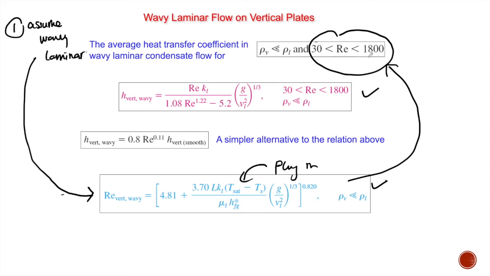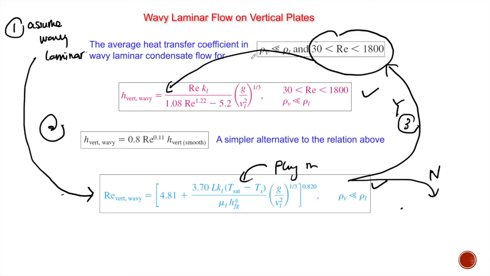If yes, then you go to H vertical wavy. Substitute all the information into this. If not, you have to make another assumption. So this is if yes, and if no. This is first, second, third, and then this is fourth. Is it in between 30 to 1800? If yes, then go to number 4.